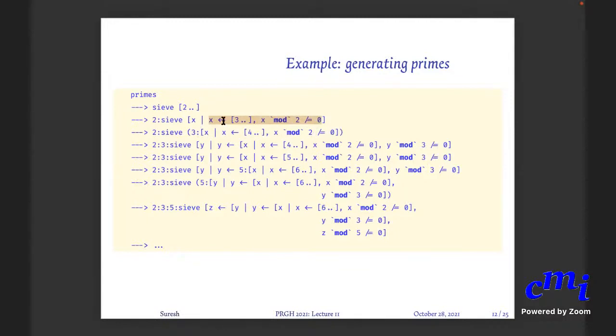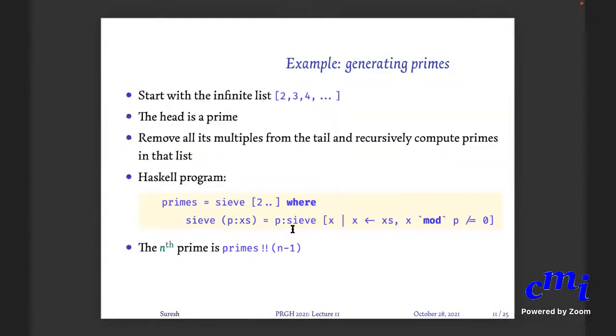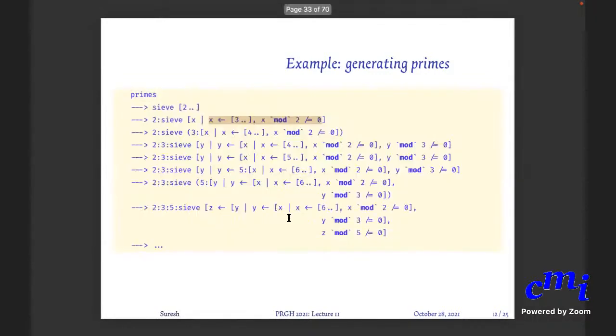Yes, sir. So now sieve of this, remember that sieve of p colon x is p colon sieve of something. So it will say, take 3 outside also. Now your whole thing will become, earlier it was 2 colon sieve something. Now the sieve something is 2 colon 3 colon sieve of, what is it? It will be all y such that y belongs to this whole set.